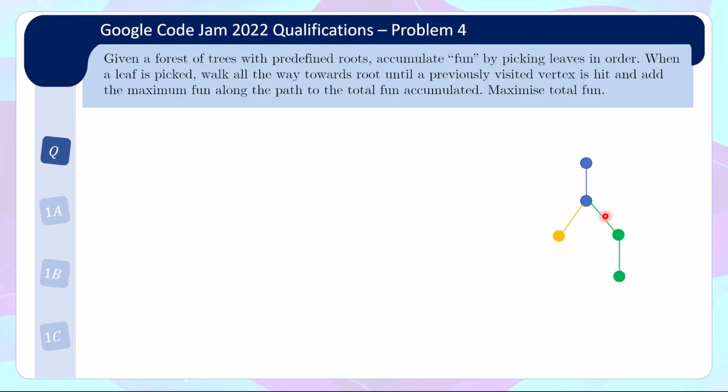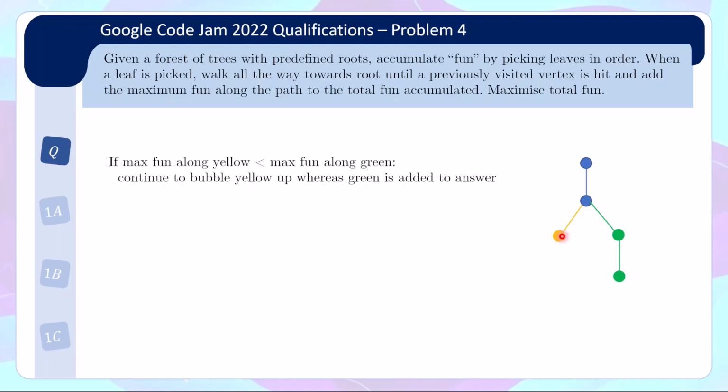So what this means is that if the maximum fun along the yellow path is less than the maximum fun along the green path, what you want to do is cash in the green, but let yellow be the one with the chance of possibly upgrading its maximum fun by moving along the blue path. Because the blue path will either help to possibly raise the yellow max fun or the green max fun, obviously you want to give that chance to the current max fun that is the lower one.